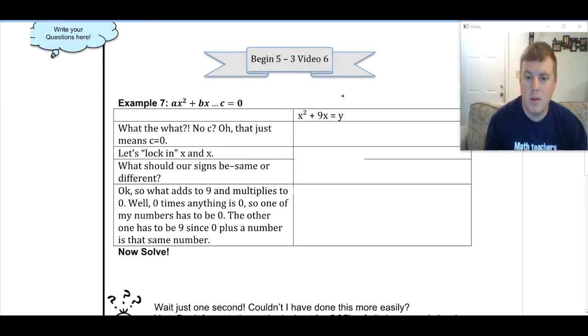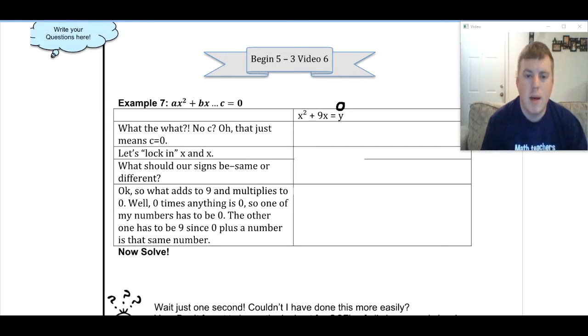Now, if you'll remember, the first thing we want to do is set these equal to 0. So I'm going to replace that y value with a 0. And I'm going to take a look at what I'm given. Now I'm given x squared plus 9x, but if you'll notice, we don't have a constant on this one. We're missing our c value. Now that's no reason to panic. This is something that we can remedy fairly easily.